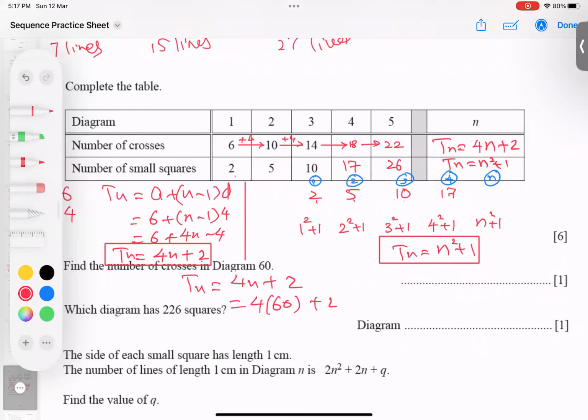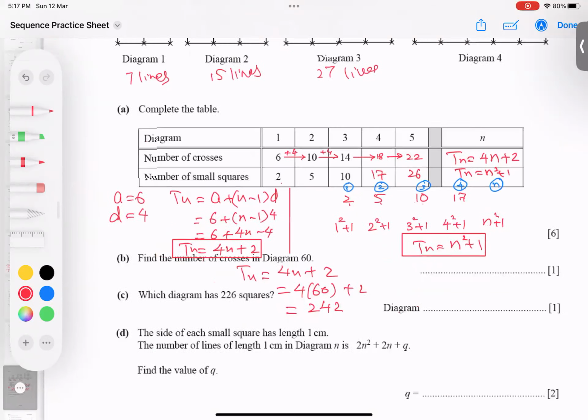And I get 240, 242. So Alhamdulillah Rabbil Alameen, 242. So I think this is also clear.